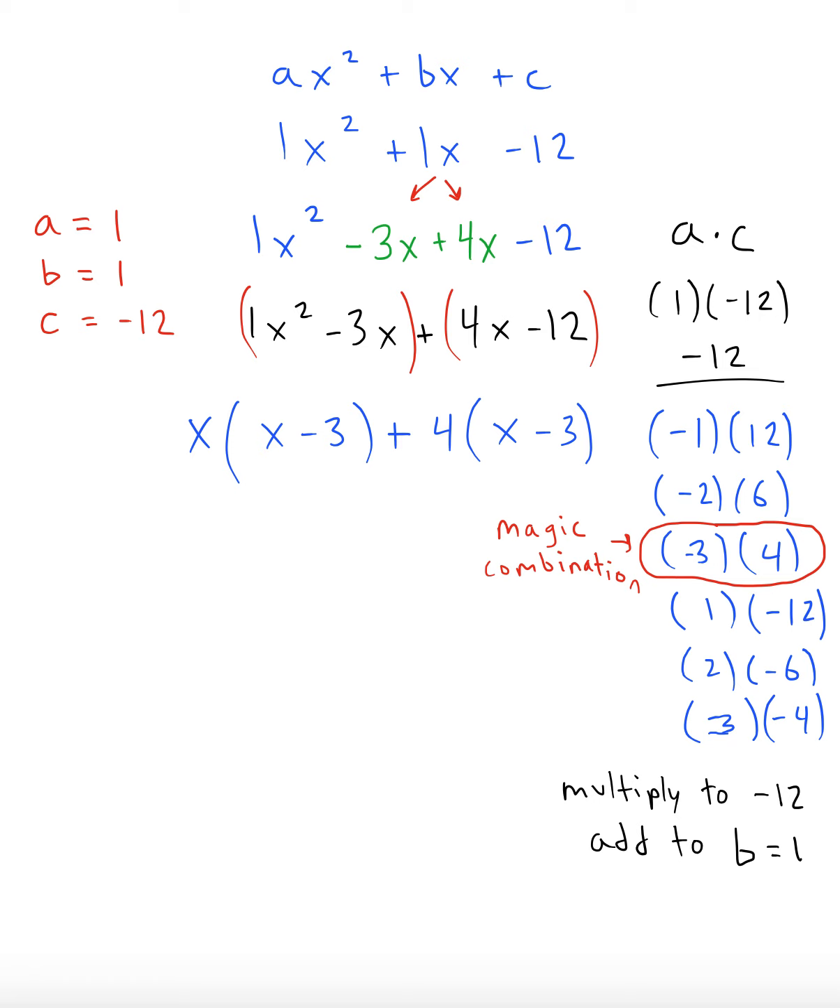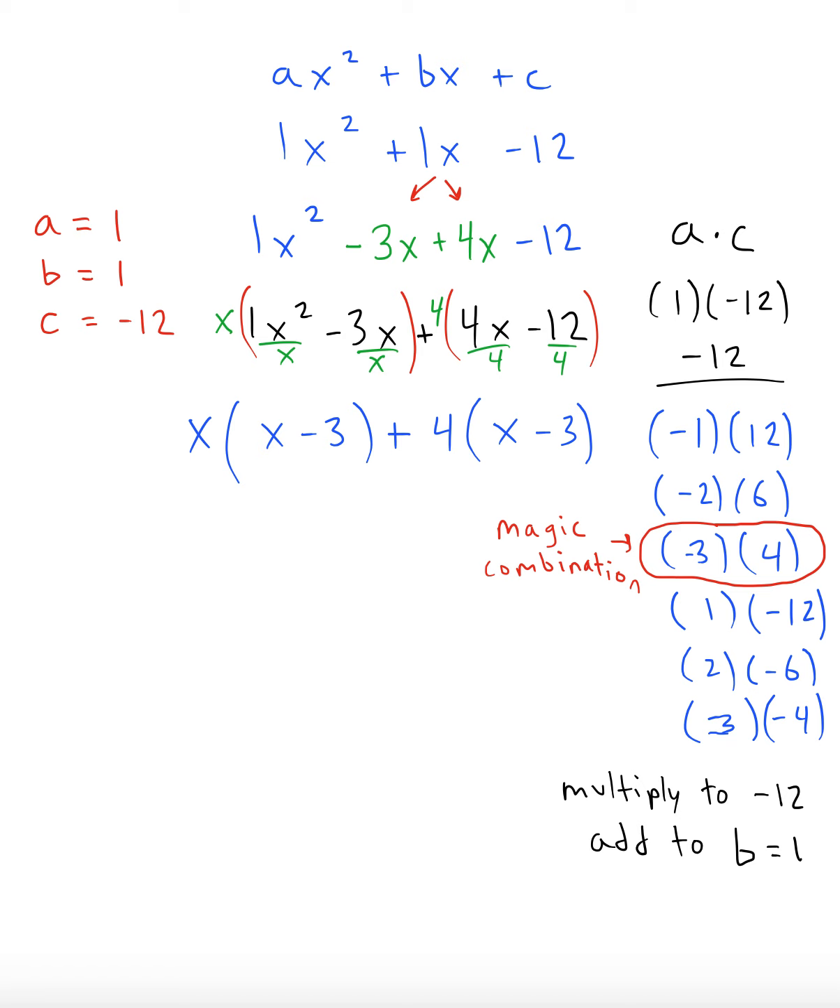How did I get those? Just in case I lost anybody on that step. I pulled what they shared out front, and then I divided by it as well. And over here, they shared a 4, so I pulled that out front, but I divide by 4 too. That's how I got to what I have below.